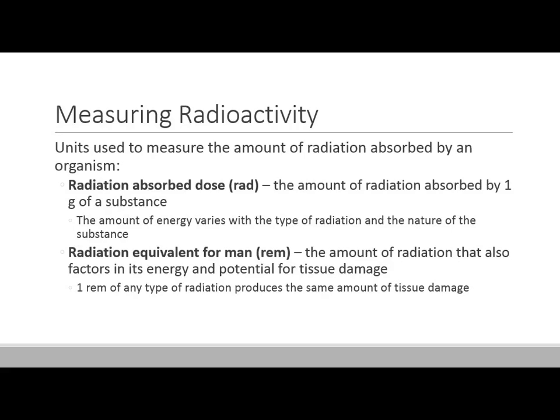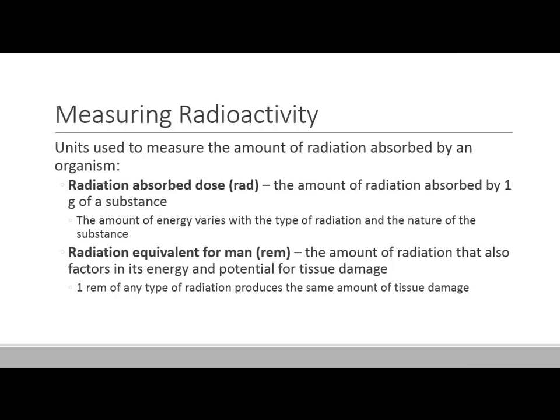Now that's great to measure things in disintegrations per second. However, that doesn't really tell us how it's going to affect us. So oftentimes people will use something like RADS, radiation absorbed dose, and this is the amount of radiation absorbed by 1 gram of a substance. Okay, so that's a little better. It tells us the amount of radiation that's actually absorbed by somebody, by 1 gram of a substance. But what if it's bone versus hair or skin or stomach lining?